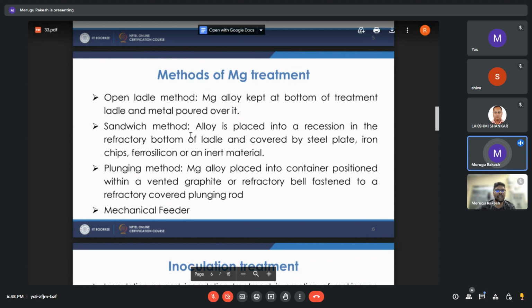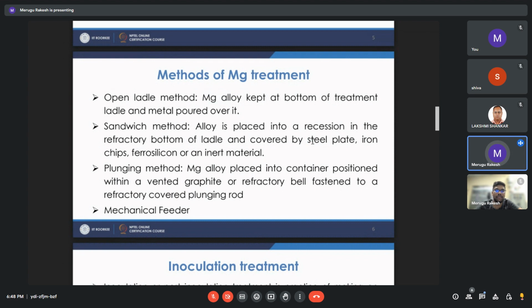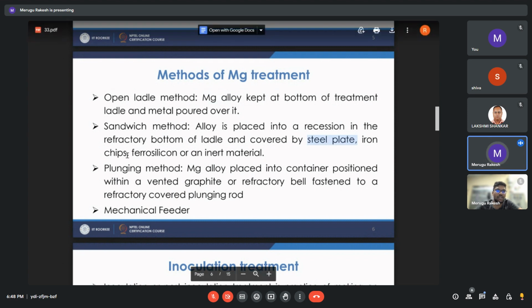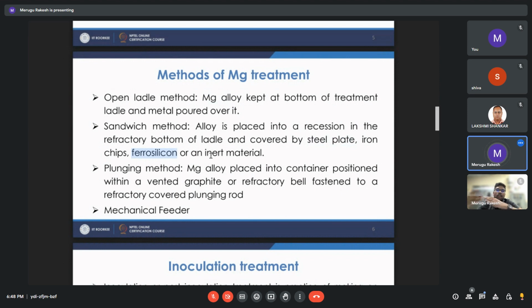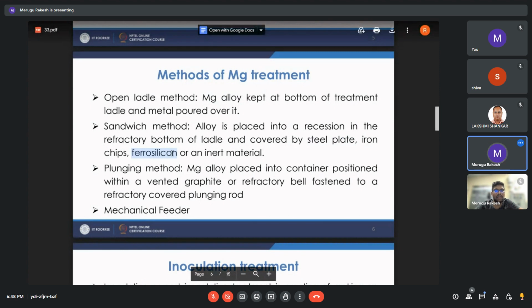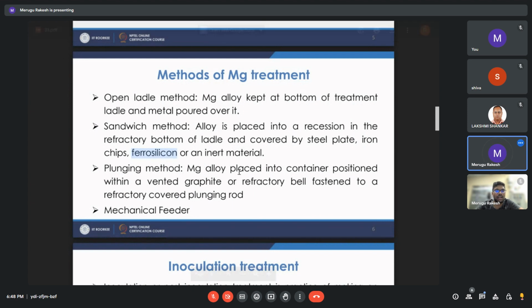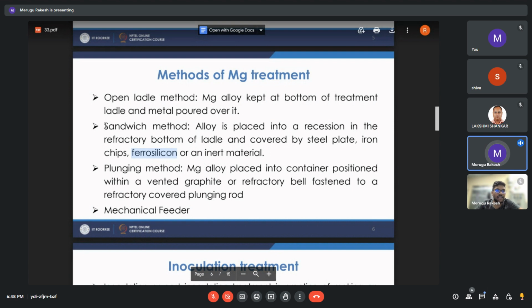The second one is the sandwich method. In this, we make a sandwich structure of steel plate, iron chips, ferrosilicon, along with the magnesium. So the molten metal will come first, melt the steel plate, then melt the iron chips, then melt the ferrosilicon. Then it will come in contact with magnesium and it will get deoxidized. That is the sandwich method.